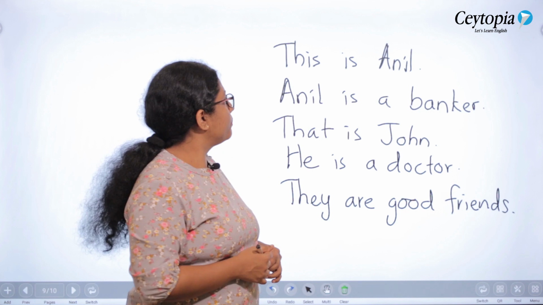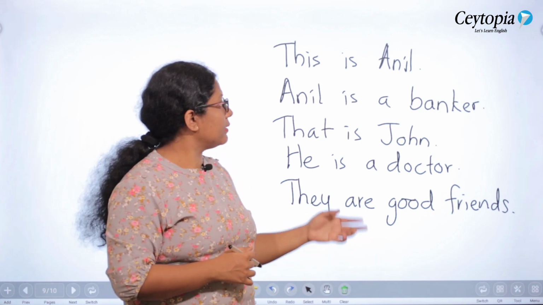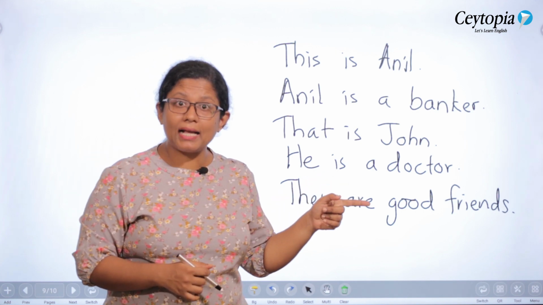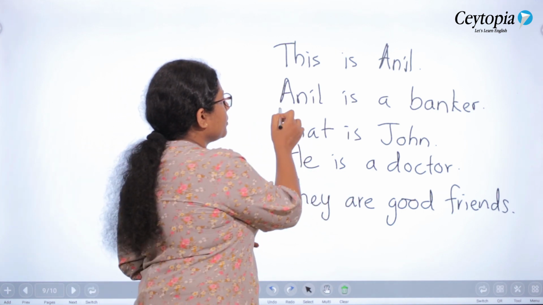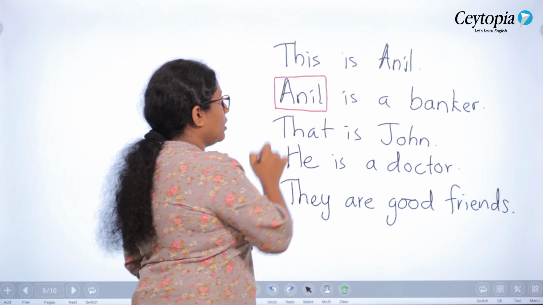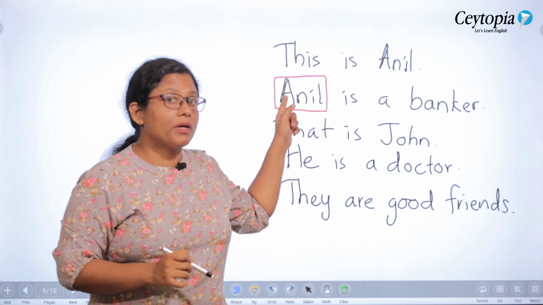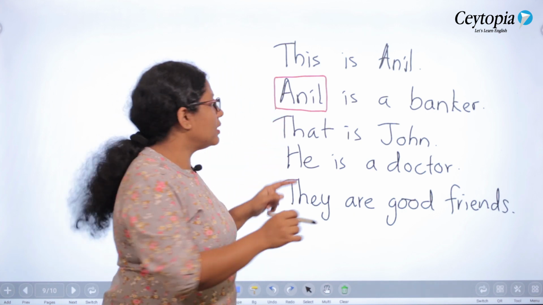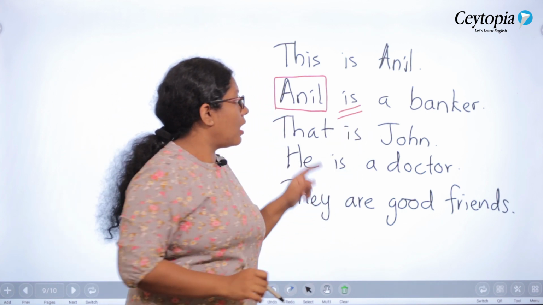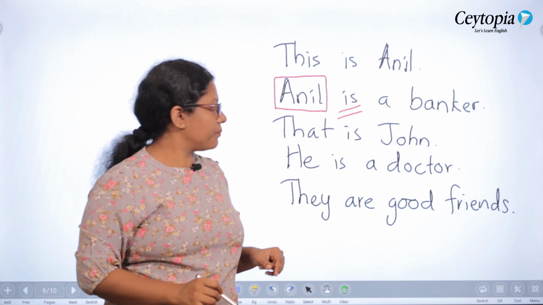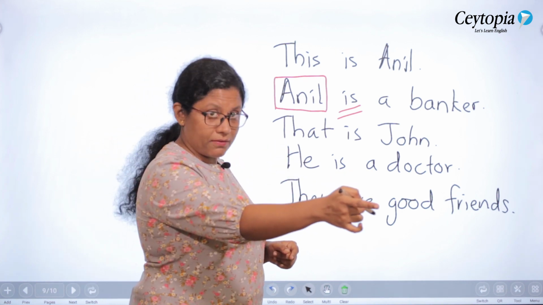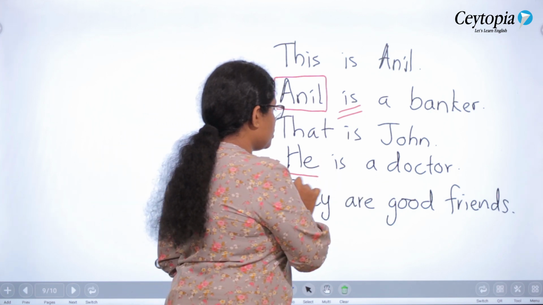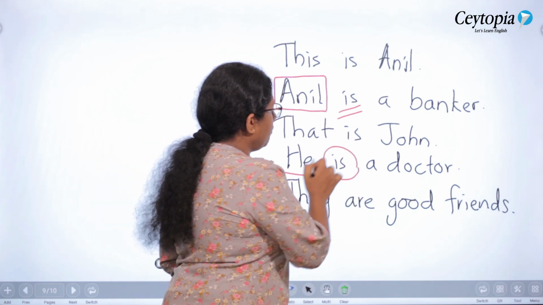another example. I have Anil with me, right? This is Anil. Anil is a banker. We are using a proper noun as the subject. A special name especially for him. Anil is a banker. It is singular, so we use is. Anil is a banker. That is John. We have John here. He is a doctor. Again, subject he, singular verb is.